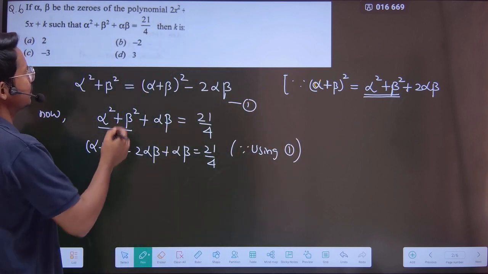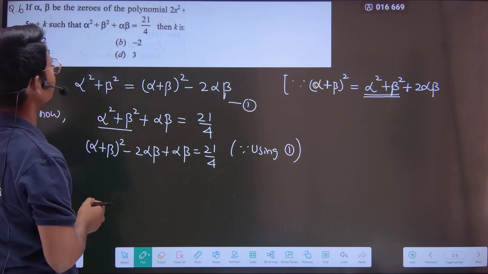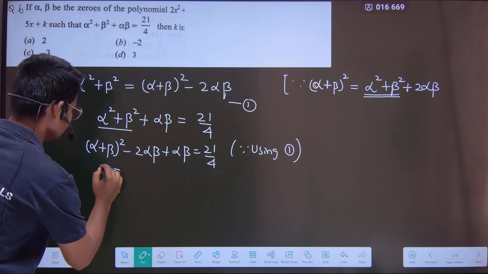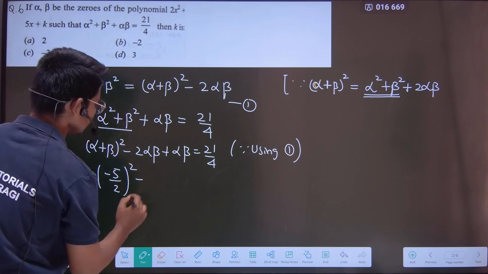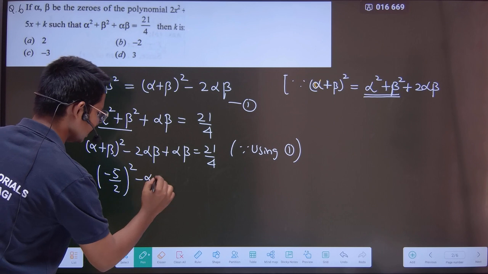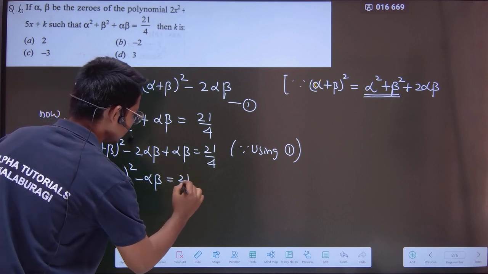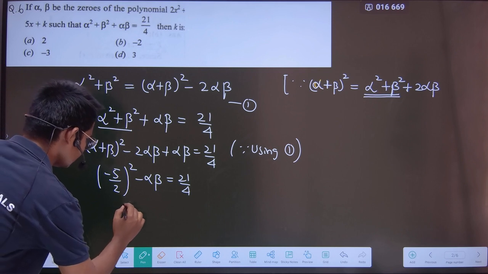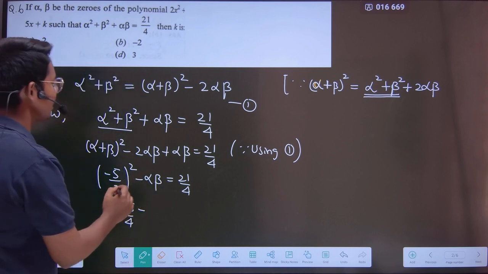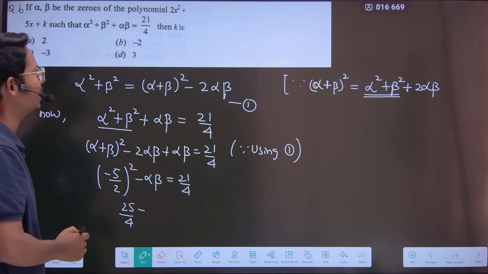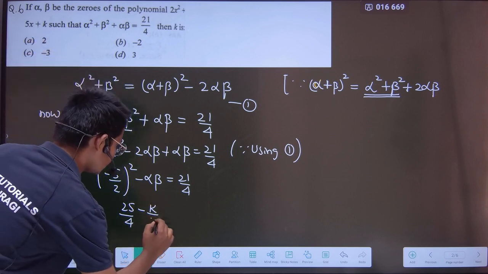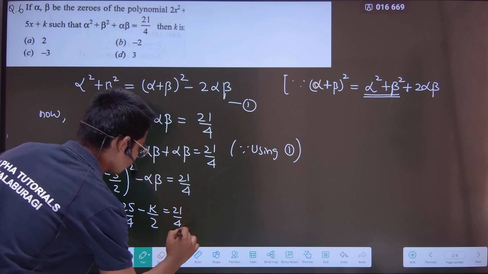Now sum of zeros we'll get as minus b by a. Minus b means minus minus 5 by a, a means it is 2. We can find these values separately also. Minus 2 alpha beta plus 1 alpha beta will be minus alpha beta. So this we will put in the next step. So square it, 25 by 4. Minus square will be plus only, minus alpha into beta, nothing but c by a, c value k, a value is 2, which is equal to 21 by 4.